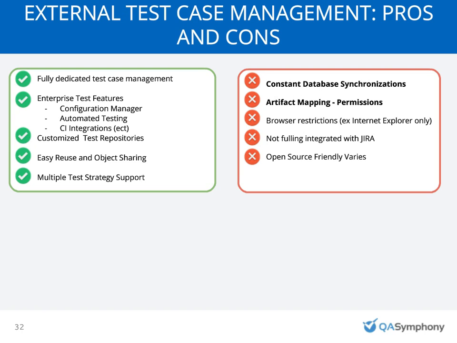The other thing you're having to do is artifact mapping for permissions. You may have browser restrictions. For example, I know HP has Internet Explorer only, and it may not be fully integrated with JIRA. So I'd be curious to understand, I wish we had a poll for this, but out of all the people using HP or some of these other tools out there, maybe Borland or QAComplete, is there actually a real integration going on there, or is it a manual integration?